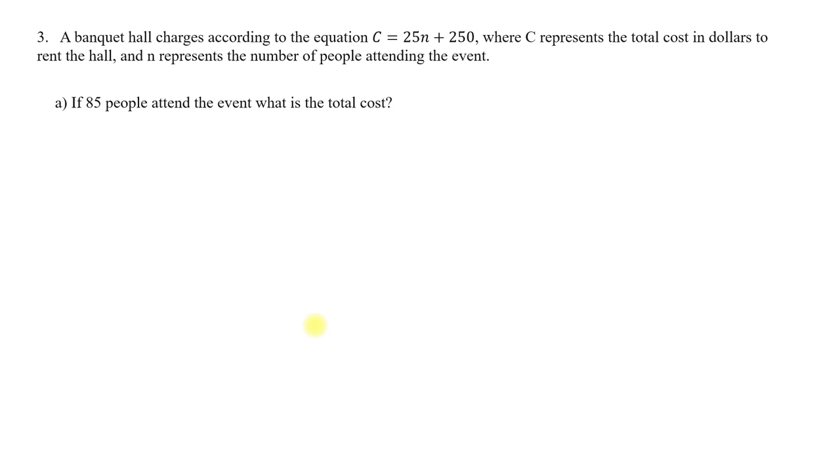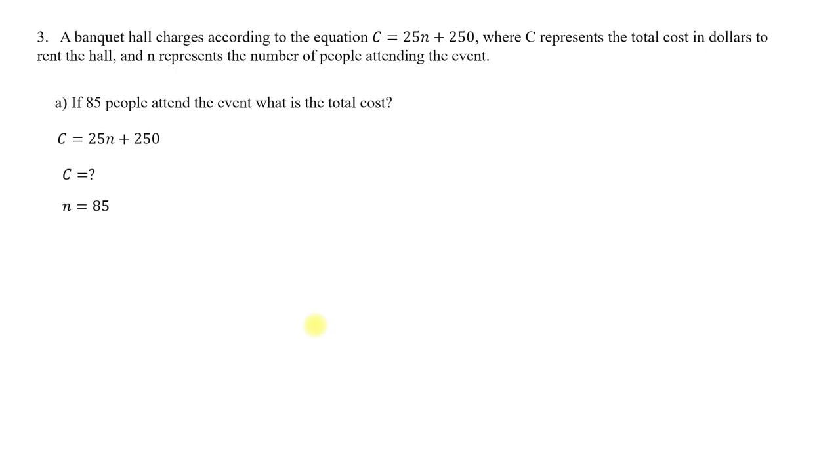A banquet hall charges according to the equation C = 25N + 250, where C represents the total cost in dollars to rent the hall, and N represents the number of people attending the event. So question A asks us, if 85 people attend the event, what is the total cost? We'll restate the equation. So we're being asked, what is C? And we're told that N is 85.